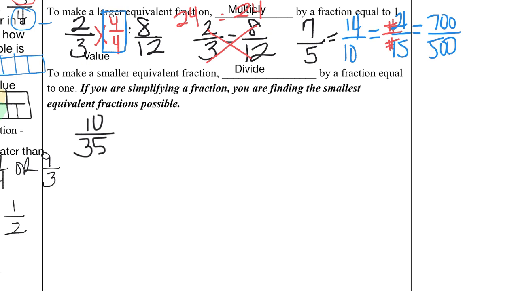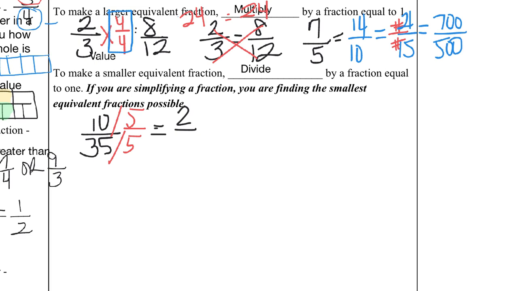Okay, so to simplify this, I want you to ask yourself, what do both 10 and 35 divide into? So you're going to grab your times table chart and you're going to look through the factors and figure out which factor has 10 and 35. In this case, they both have 5. So you would divide both these numbers by 5 over 5. 10 divided by 5 is 2, and 35 divided by 5 is 7. So that's our simplified answer.